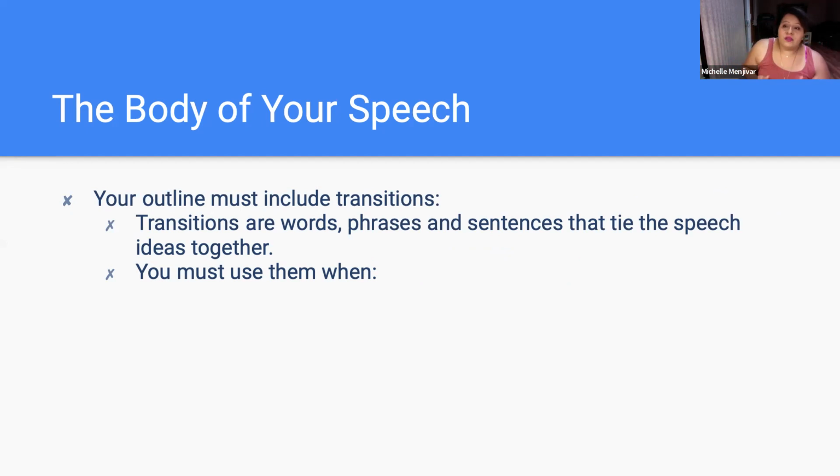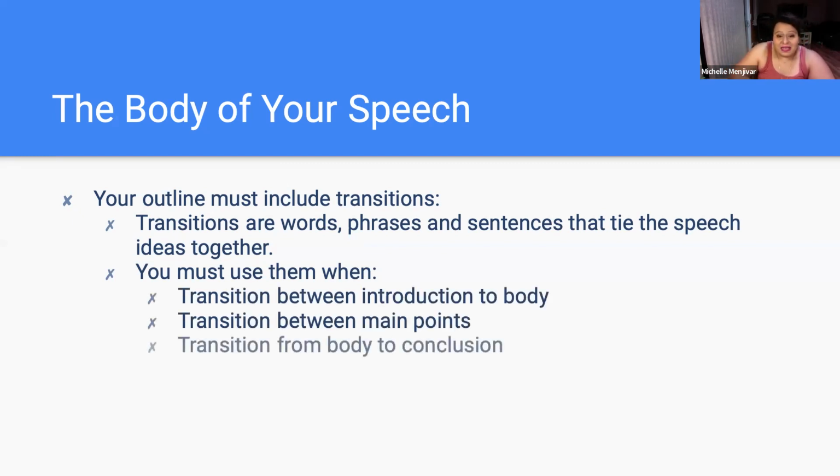And again, a lot of students often tell me that they think it's really repetitive and not necessary. But keep in mind, people don't have your words in front of them. They're not likely to remember what you just said. Those transitions help us stay on track and tell us, hey, I just talked about this, remember what I just did, now I'm moving on to that. So transitions are phrases, words, or sentences that tie the speech together. They are there to help connect the dots for the audience in case they get lost.